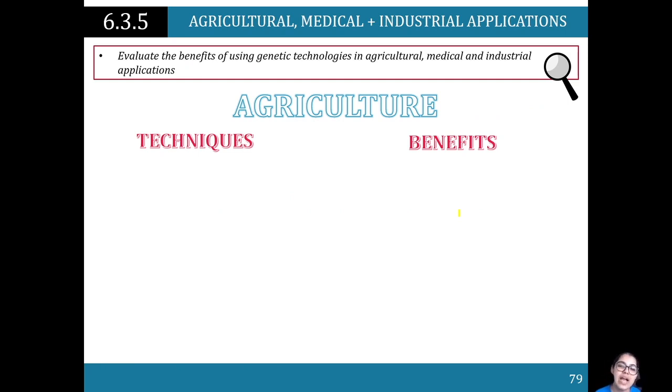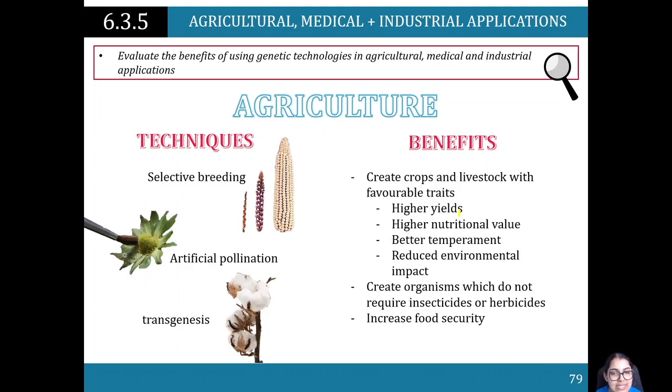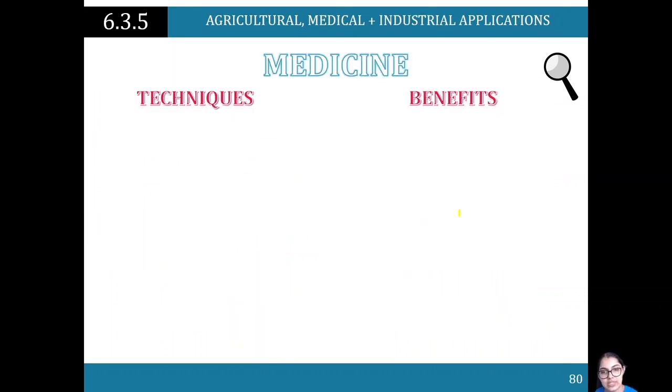So, agricultural techniques and benefits. Techniques include selective breeding, artificial pollination, and transgenesis. Benefits are that it leads to the creation of crops and livestock with favorable traits: high yields, high nutritional value, better temperament, and also reduced environmental impact. They can create organisms which do not require insecticides or herbicides, and it increases food security.